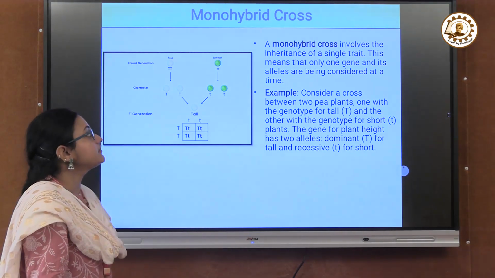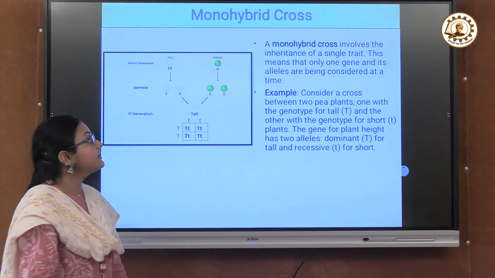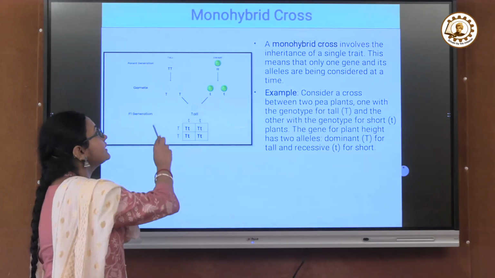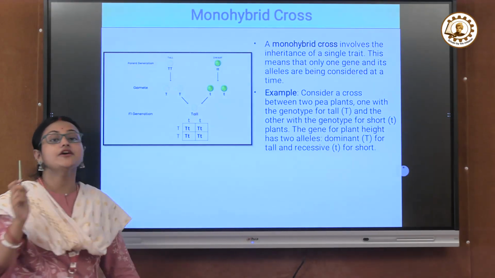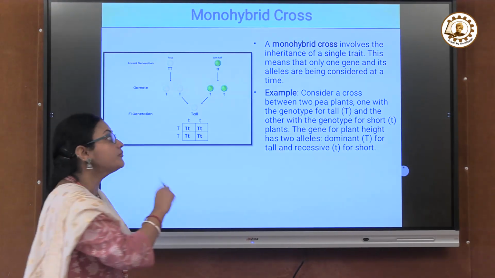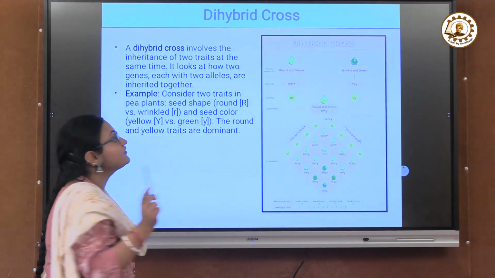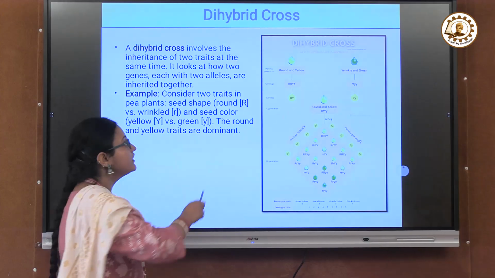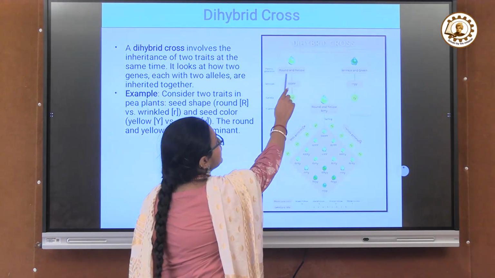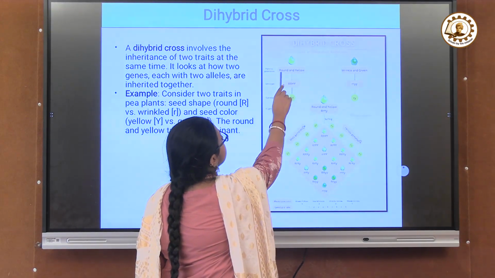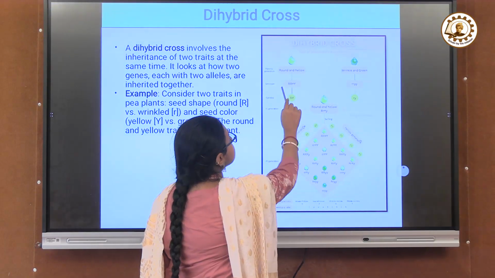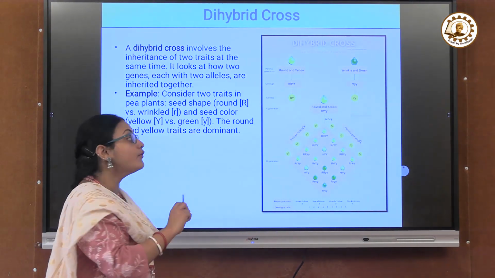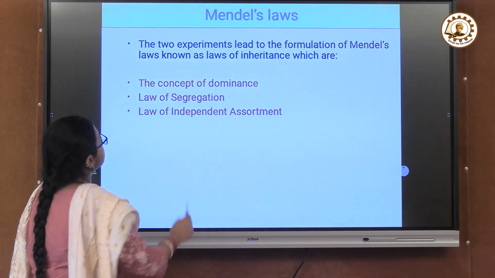So this is a monohybrid cross. It involves the inheritance of a single trait. You can say the trait is plant height, it is tall or dwarf. So if the trait number is single, then it is called a monohybrid cross. If the trait numbers are more than 1, like 2, then it is called a dihybrid cross. You can see in this crossing, this is round and yellow. So one is the shape, another is the color, and the other is wrinkled and green. So more than 1 different trait.